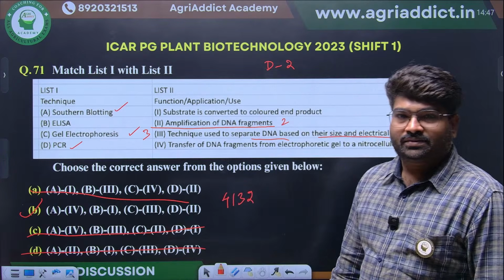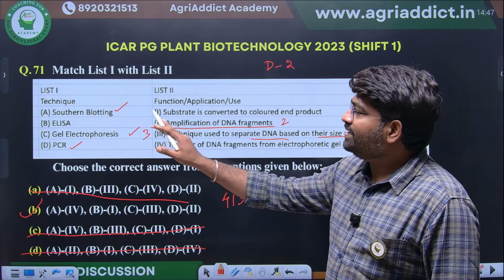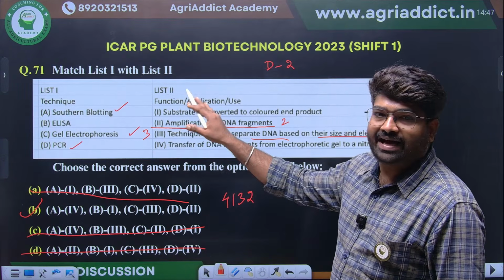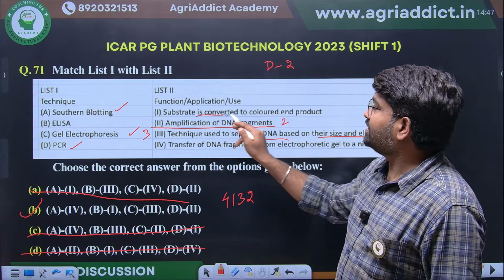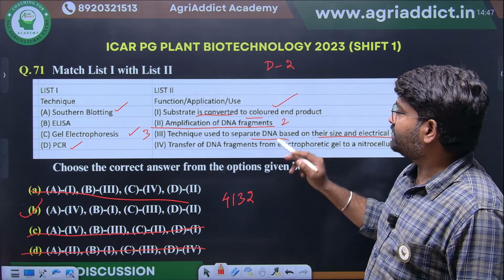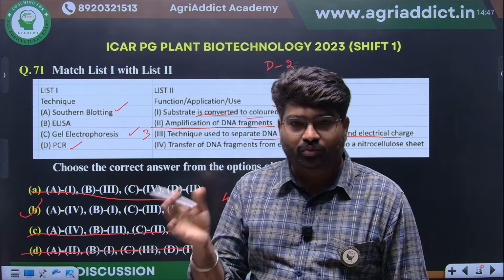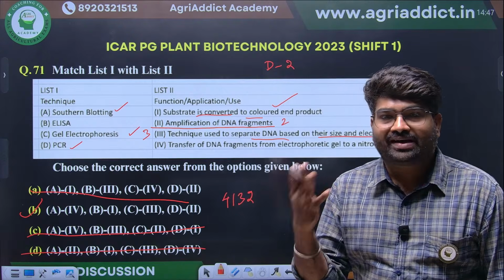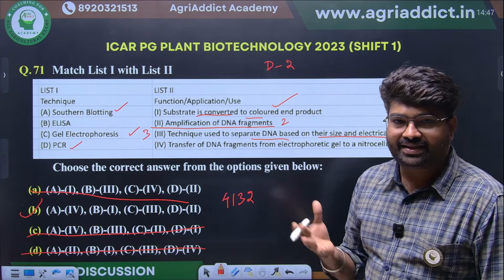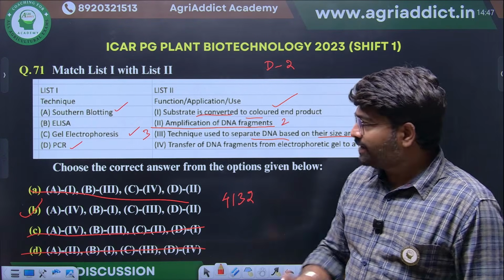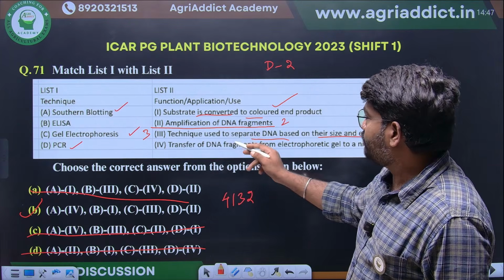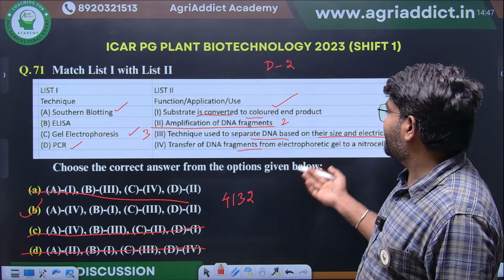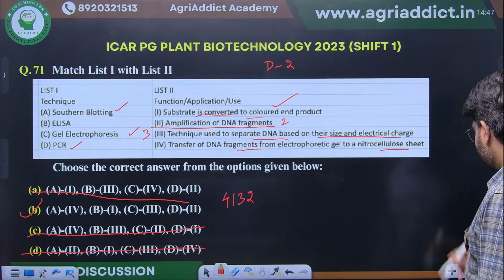ELISA. There we will use what? Enzyme linked immunosorbent assay. We will use enzymes that convert a colorless substrate to a colored product. For example, horseradish peroxidase, enzymes like this we will use. Then Southern blotting. This is a simple thing. What does it do? Transfer of DNA fragments from an electrophoretic gel to a nitrocellulose sheet.